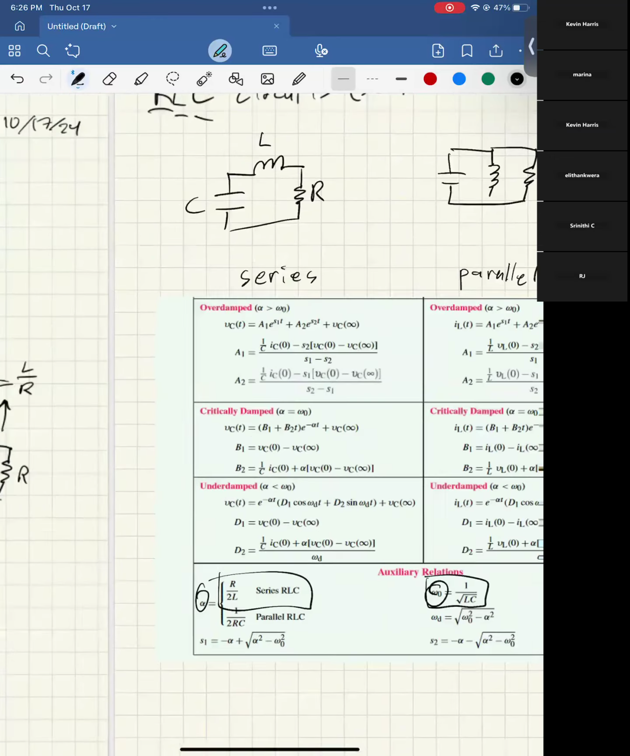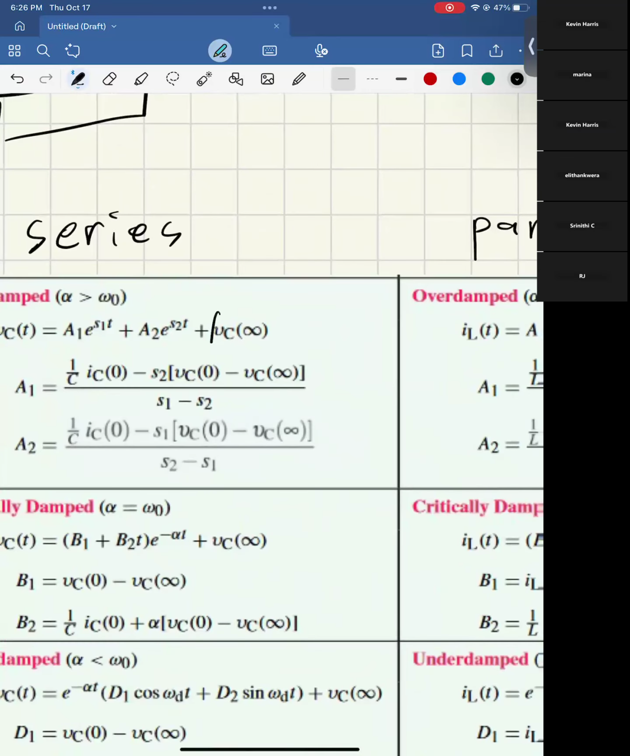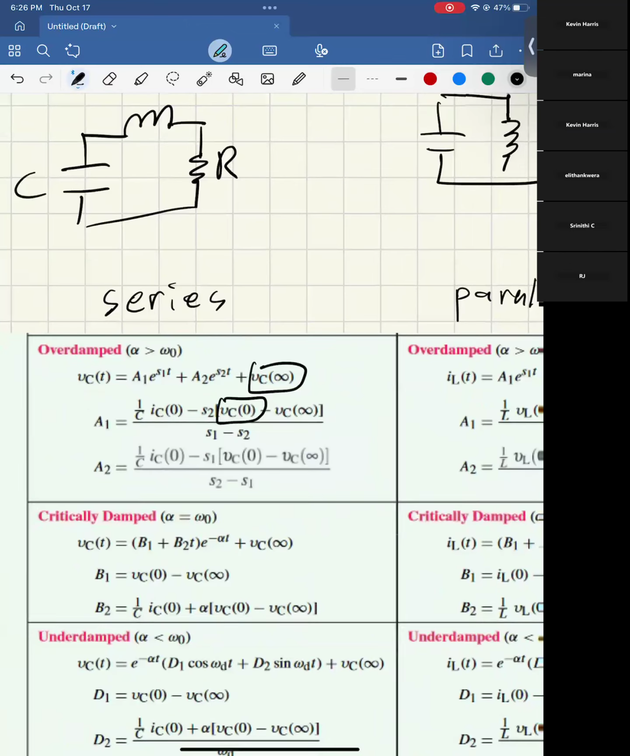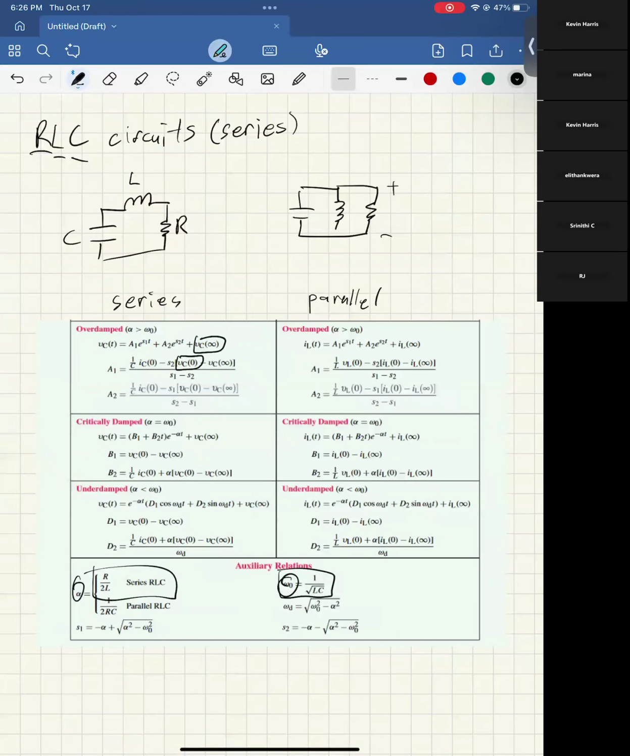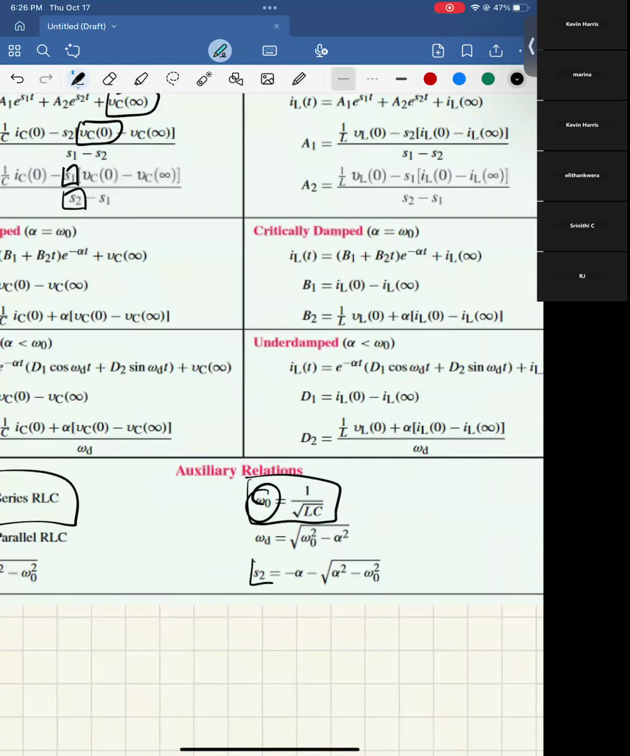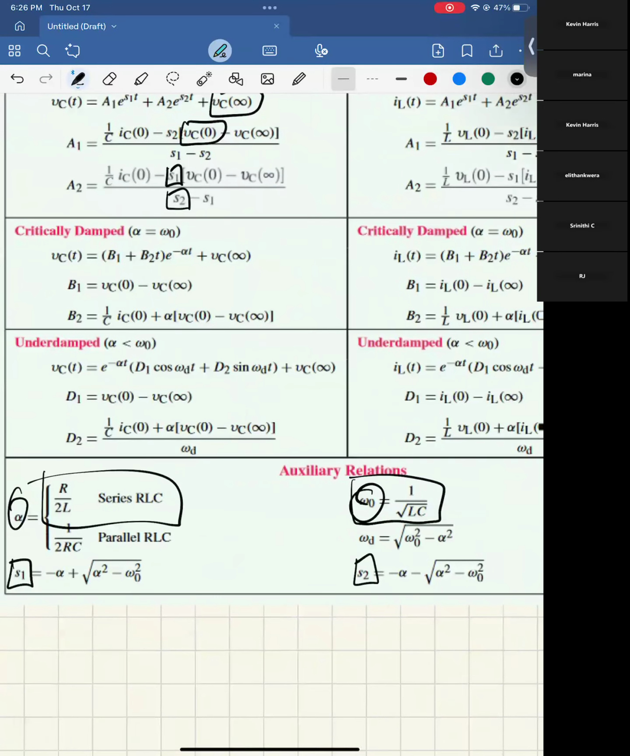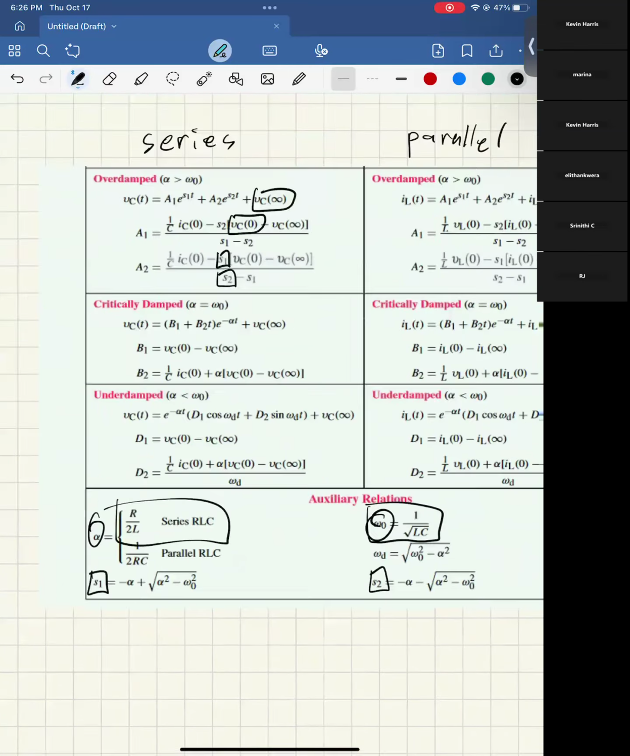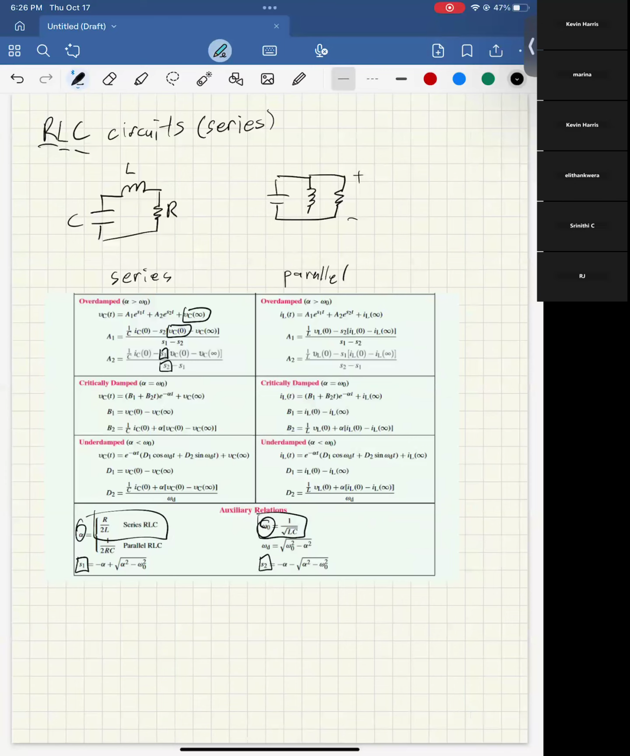With that, you also will need to find your VC of infinity and your VC of 0, and that's kind of all you need to do. It's very systematic. You just go through and do what it tells you to do. There's also these intermediary variables like S1 and S2. Those are also found here. So make sure you bring your calculator. If you don't have your calculator, you're kind of screwed. But it's really just plugging stuff in.